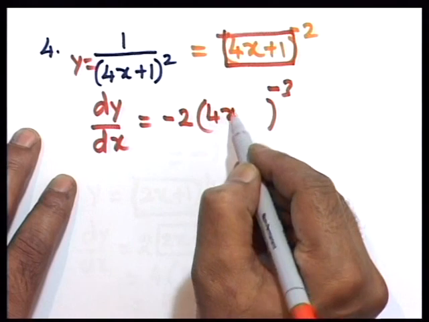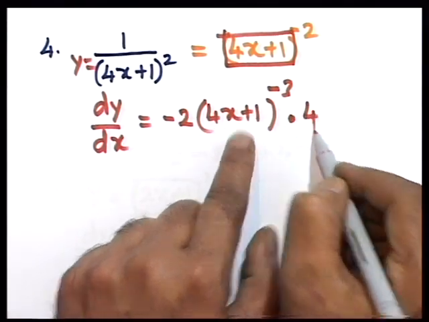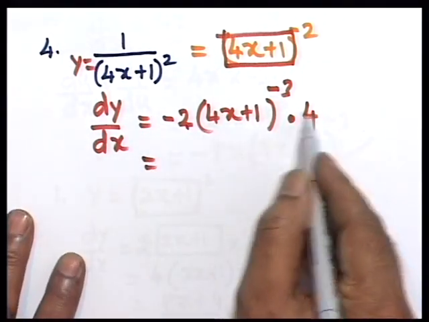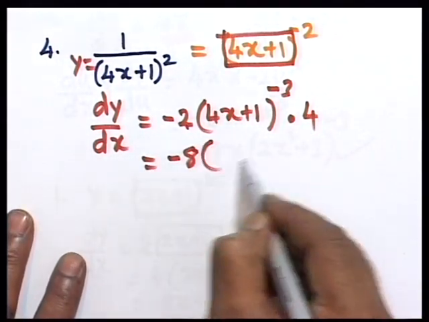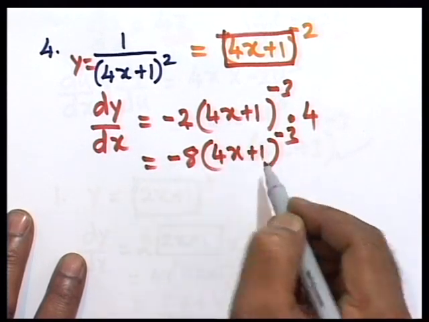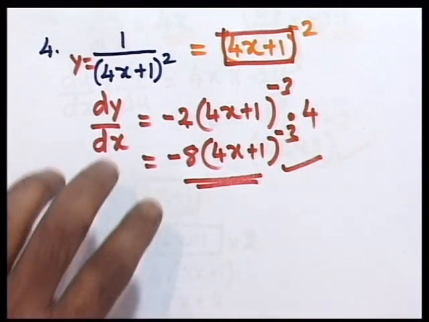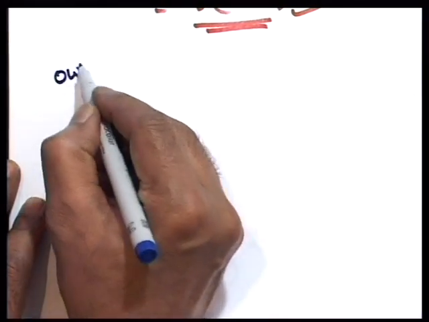So that's 4x plus 1 comes back, times, differentiate the bracket, which is a 4. So comes down to minus 2 times 4, minus 8, bracket to the power minus 3. That's a 4x plus 1, please. You can leave the answer like that. Okay, pretty easy, right? If you didn't understand that, let's try one more question there.